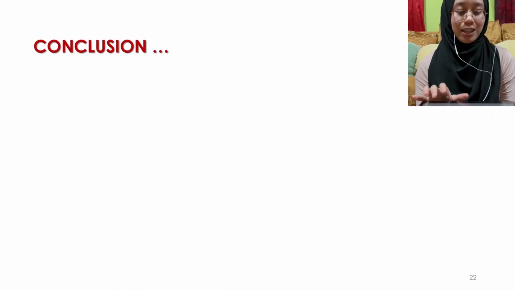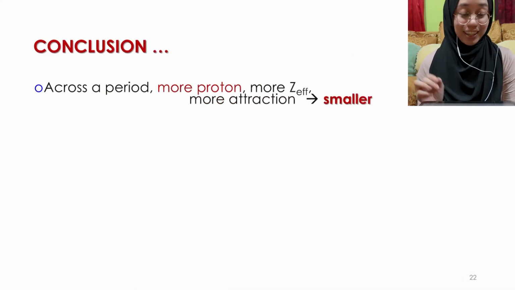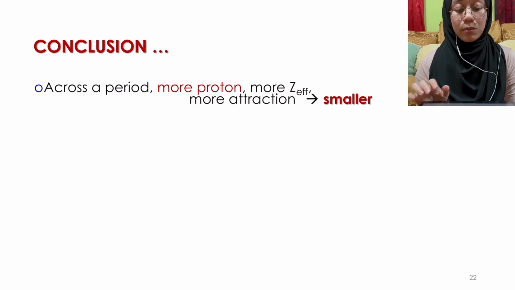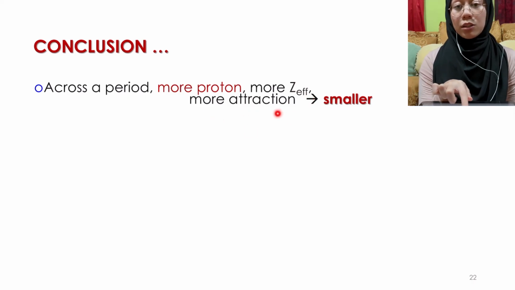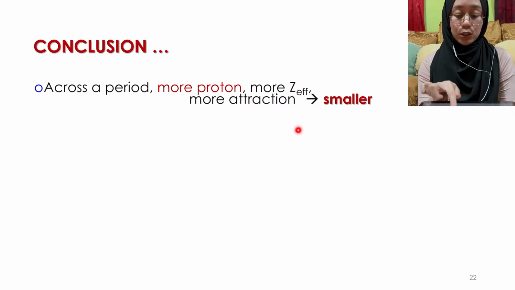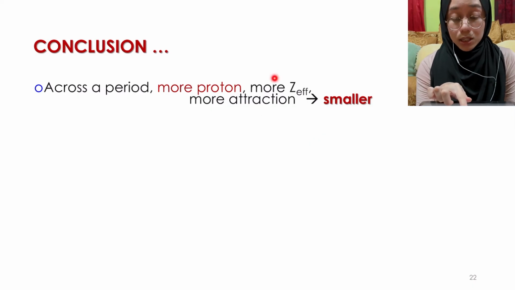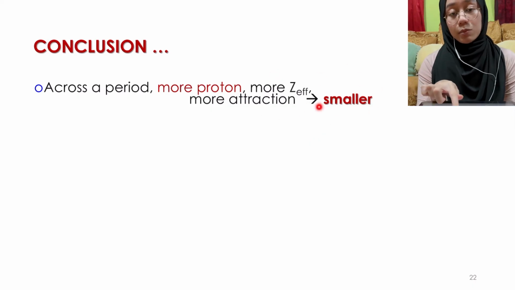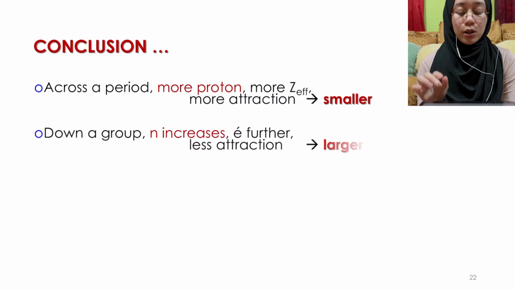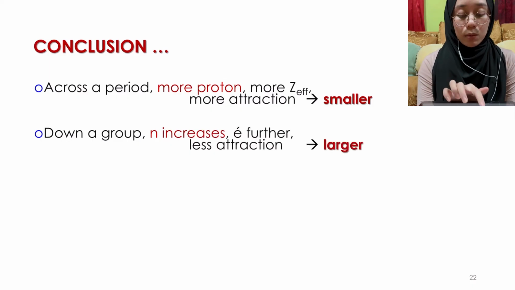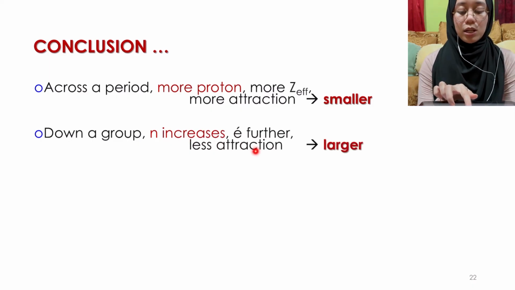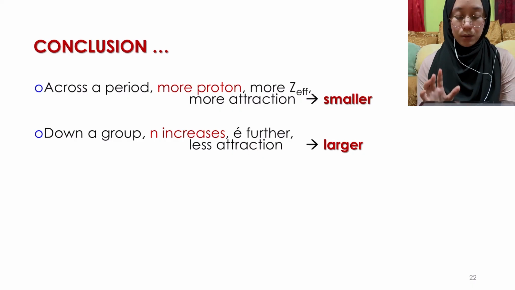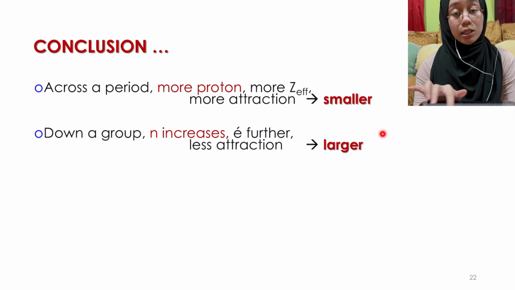Yes, betul, conclusion. Okay, so conclusion across a period, so meaning there are more proton. Okay, meaning the ZEF is also increases, so that is why attraction forces between nucleus and also valence electron become stronger. Okay, so that's why the size becomes smaller. Meanwhile, down a group, the principal quantum number increases. Okay, so the electron become more further apart from one another, so less attraction. That's why they becomes larger.